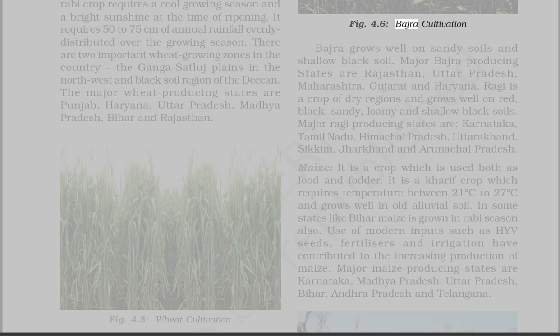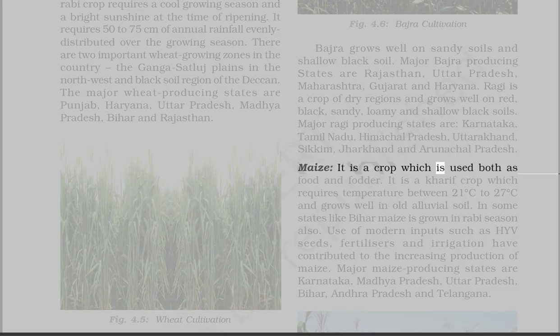Fig 4.6, Bajra cultivation. Bajra grows well on sandy soils and shallow black soil. Major bajra producing states are Rajasthan, Uttar Pradesh, Maharashtra, Gujarat, and Haryana. Ragi is a crop of dry regions and grows well on red, black, sandy, loamy, and shallow black soils. Major ragi producing states are Karnataka, Tamil Nadu, Himachal Pradesh, Uttarakhand, Sikkim, Jharkhand, and Arunachal Pradesh.